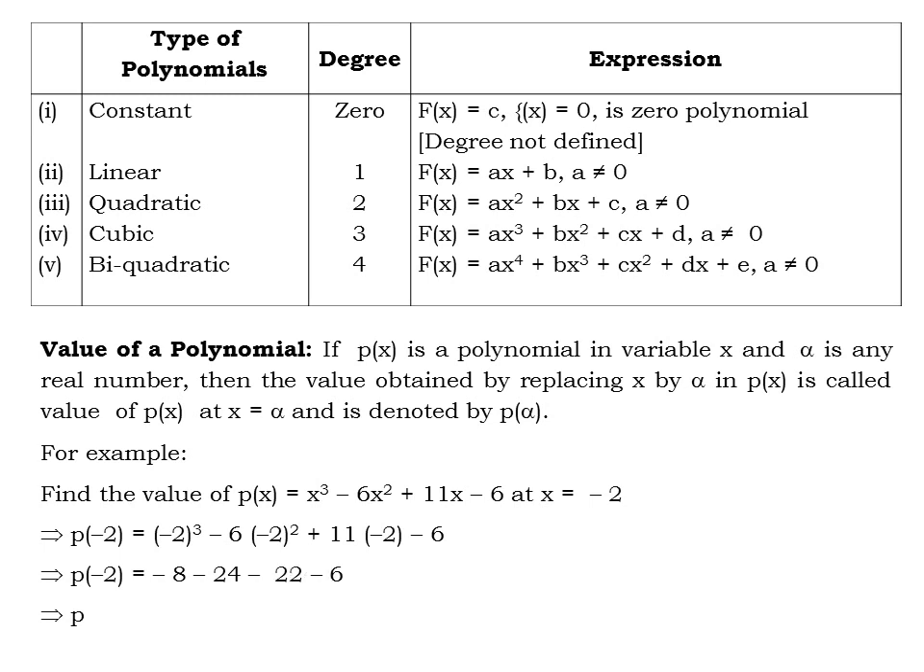So just replacing p of minus 2 in each term, we will get minus 2 whole cube minus 6 into minus 2 whole square plus 11 into minus 2 minus 6. Simplifying this, I will get p of minus 2 equals minus 8 minus 24 minus 22 minus 6, and so therefore p of minus 2 is equal to minus 60, which is the value of the polynomial at x equals minus 2.